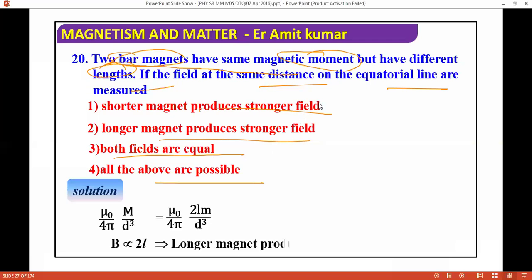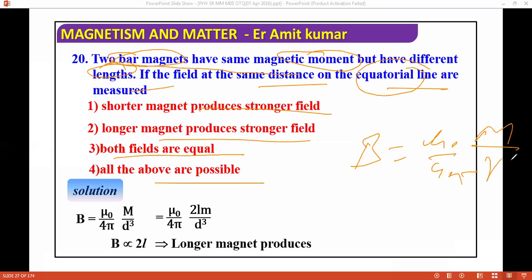So basically, what is happening? If you see the relation, what is coming here? B is what? B is mu naught by 4 pi, on the equatorial line, and we are not talking about axial. We are talking about equatorial. So what? M by r cube. Do you agree? So mu naught by 4 pi m by r cube on equatorial lines.